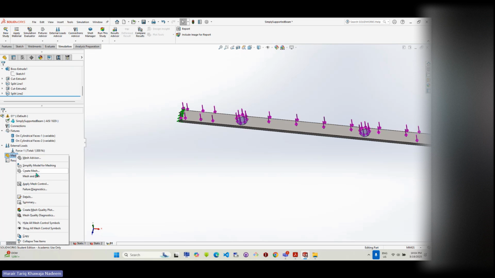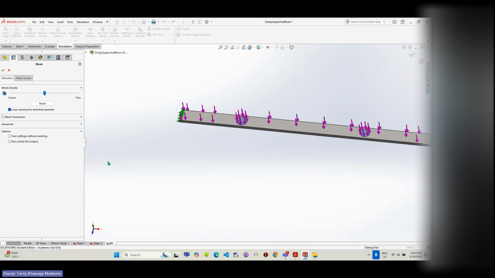So first, what you do, create mesh. When you come to create mesh, you can set the quality, whether you want to have a coarse or a fine mesh. Let's do the coarse one first of all. Mesh quality over here is high. Over here is draft. Draft is like an inferior type of mesh.